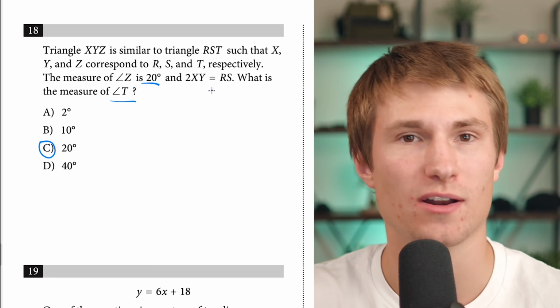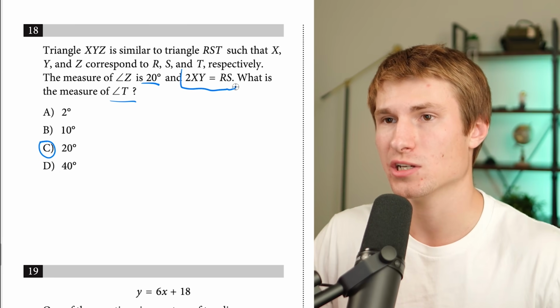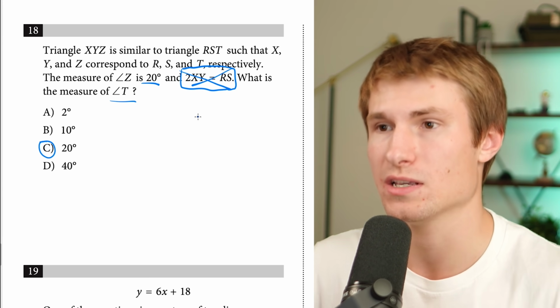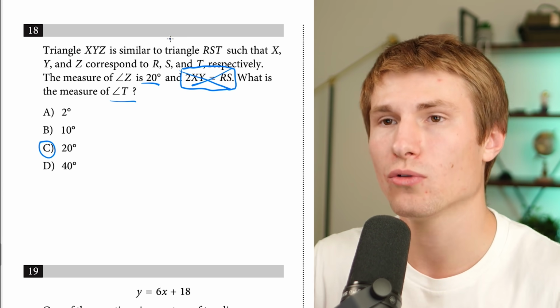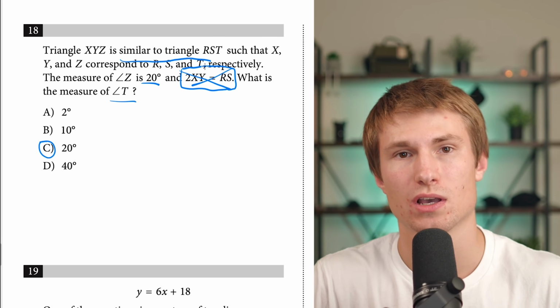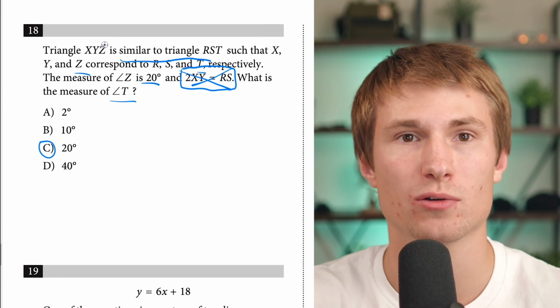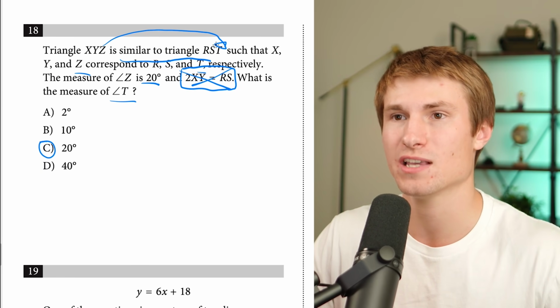Now, how do you know that right away? Well, this piece of information is completely irrelevant and you don't need to know it in order to know the answer is 20 degrees. And here is why. You are told that these are similar triangles. You are also told that Z corresponds to angle T. These two angles correspond to one another, which means that they must have the same angle measure.